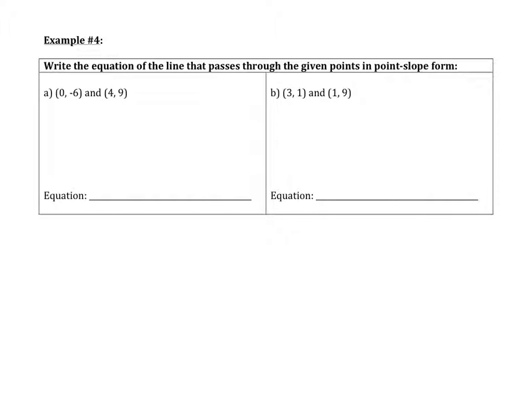So for part A, I have the points 0, -6, and 4, 9. So I'm going to start by finding the slope, because no matter what, when in doubt, find the slope. So that same rule applies just like it did when we were in slope-intercept form. If you have no idea what else to do, start with the slope. So I'm going to start with this 9. If I have 9 minus -6, since I started with a 9 on top, I'm going to start with a 4 in the bottom. So 9 minus -6 is 9 plus +6, so I get 15, and 4 minus 0 is 4. That is in lowest terms, so I'm going to keep my slope as that.